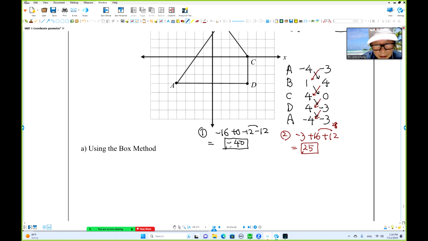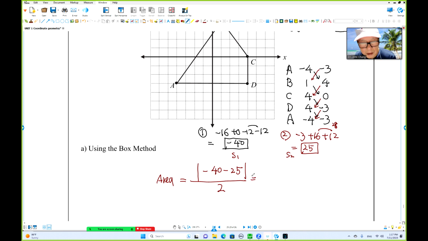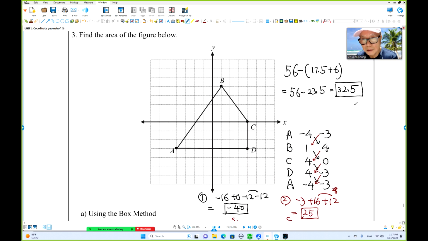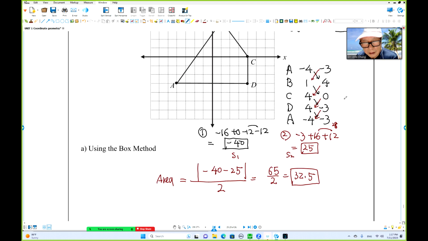Okay, now let's find the sum of this one, okay? Subtract, absolute value, okay? So negative 40 minus 25, absolute, and divide by 2. That's the area of this one, okay? Negative 40 minus 25, negative 65. Absolute is what? Just 65 over 2. 32.5, right? Must have the same number here, right? 32.5, that's correct. Okay.